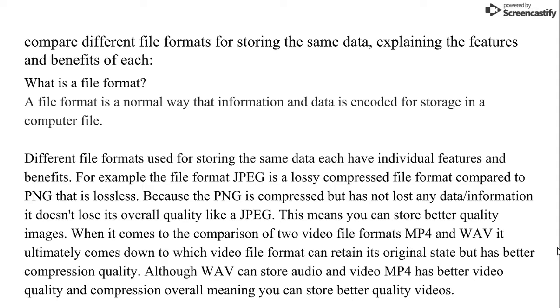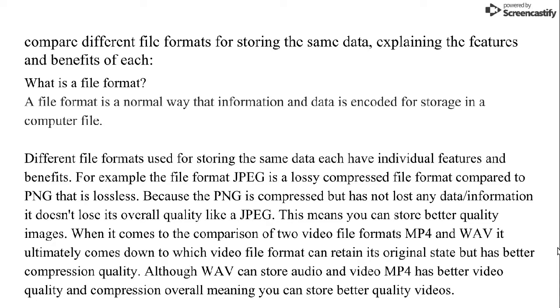For example, the file format JPEG is a lossy compressed file format compared to PNG that is lossless. Because the PNG is compressed but has not lost any data or information, it doesn't lose its overall quality like a JPEG. This means you can store better quality images.